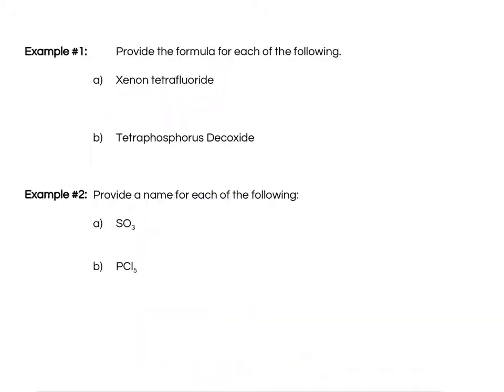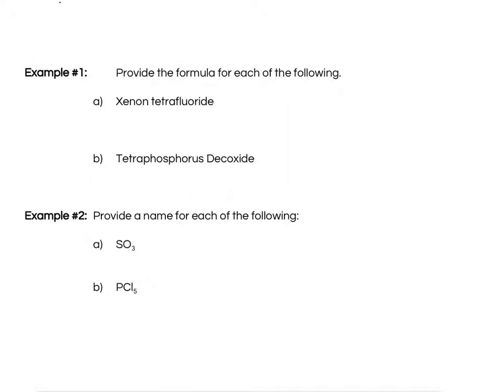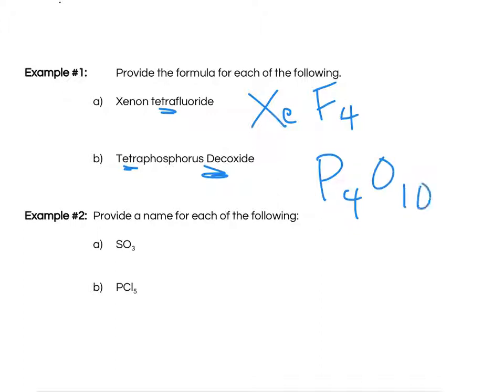Let's do a couple of practices here. So xenon tetrafluoride. That is telling me that I have 1 xenon and 4 fluorines. Tetra means 4. Tetraphosphorus decoxide: tetraphosphorus, so P4. Decoxide, deca means 10, so O10.